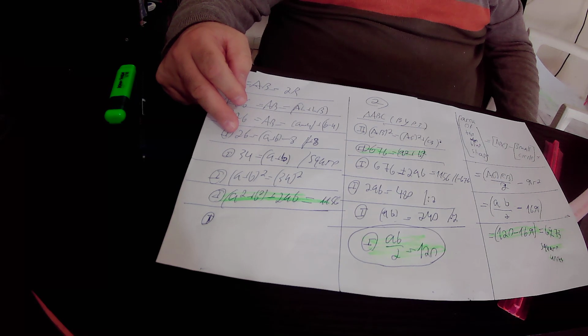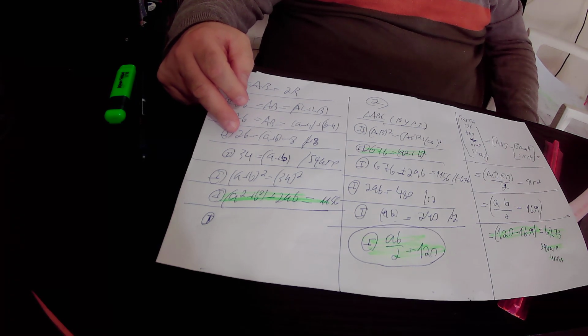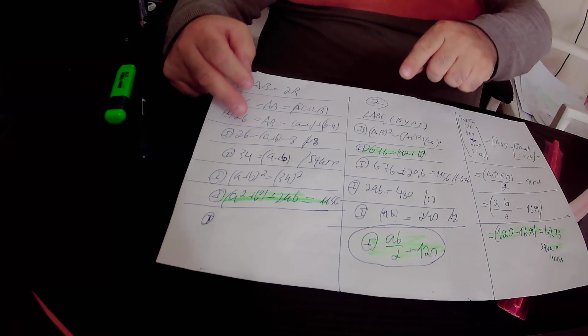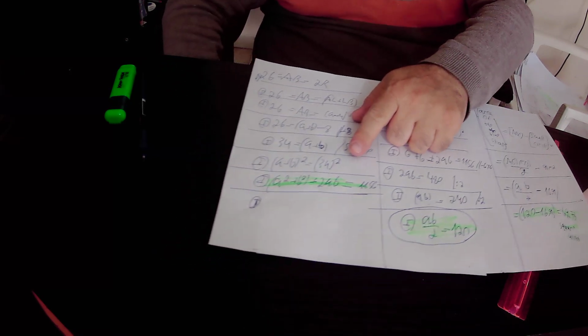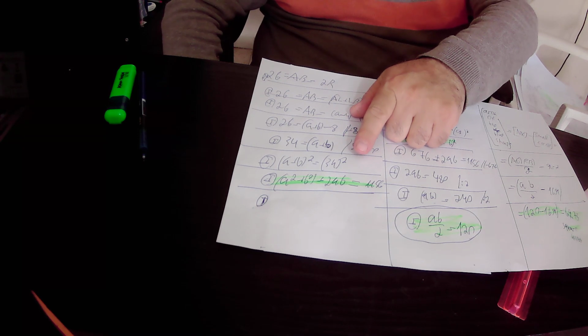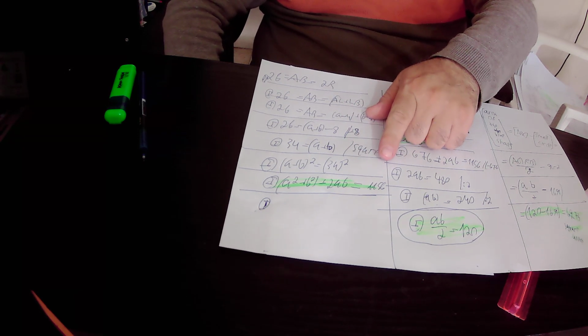We squared both sides of this equation, and we found out that A plus B squared equals 34 squared. A plus B squared equals A squared plus B squared plus 2 times AB, and 34 squared equals 1156.